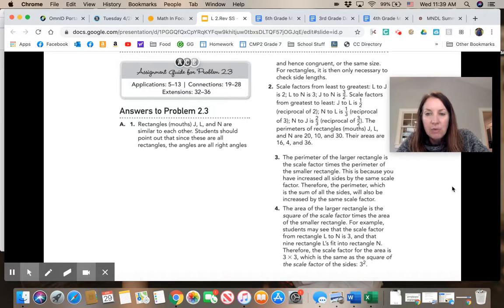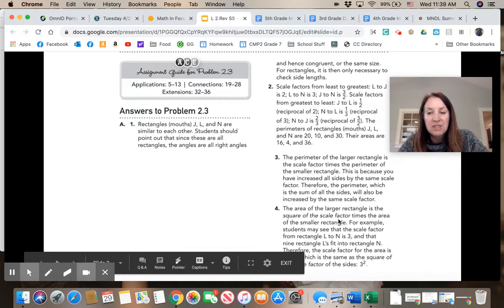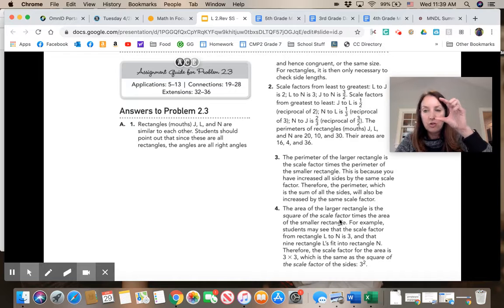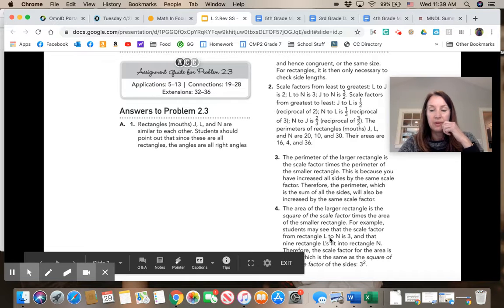So again, the perimeter is going to be changed by the same number as the scale factor. And then the area for A4, the area is the scale factor times the scale factor, or the square of the scale factor. Because if you're changing the length by 2 and the width by 2, that would be 2 times 2, which is 4. The square of 2 is 4. If it was 3, it would be 3 times 3, which would be the scale factor of 3 squared, which is 9.